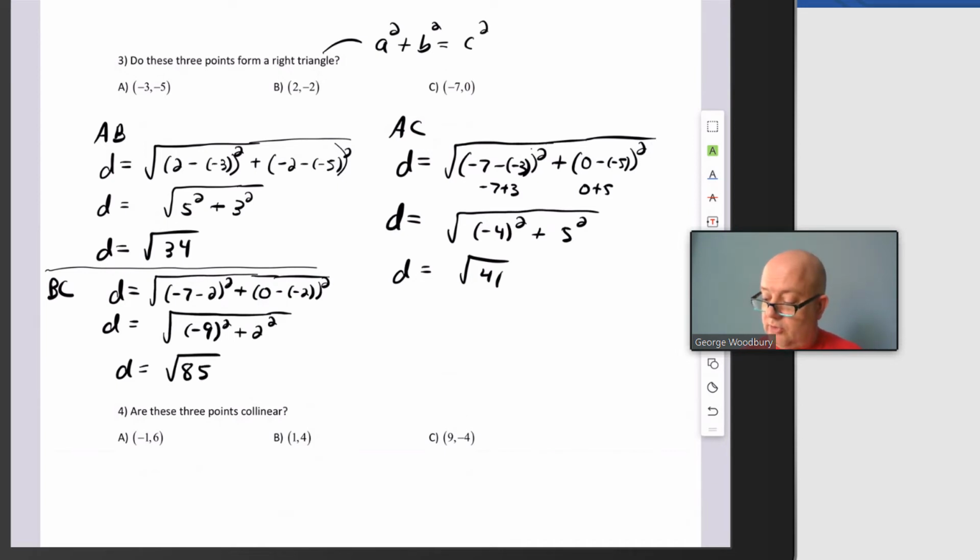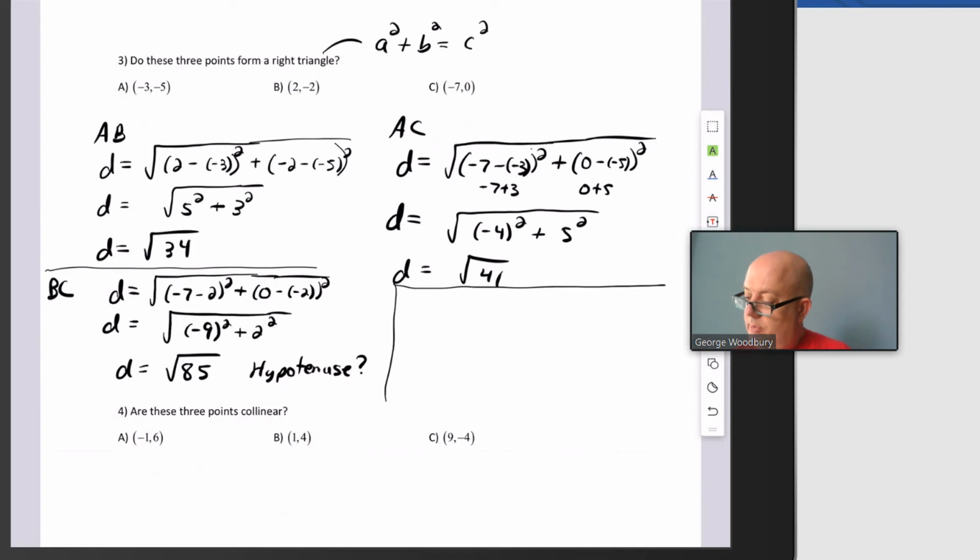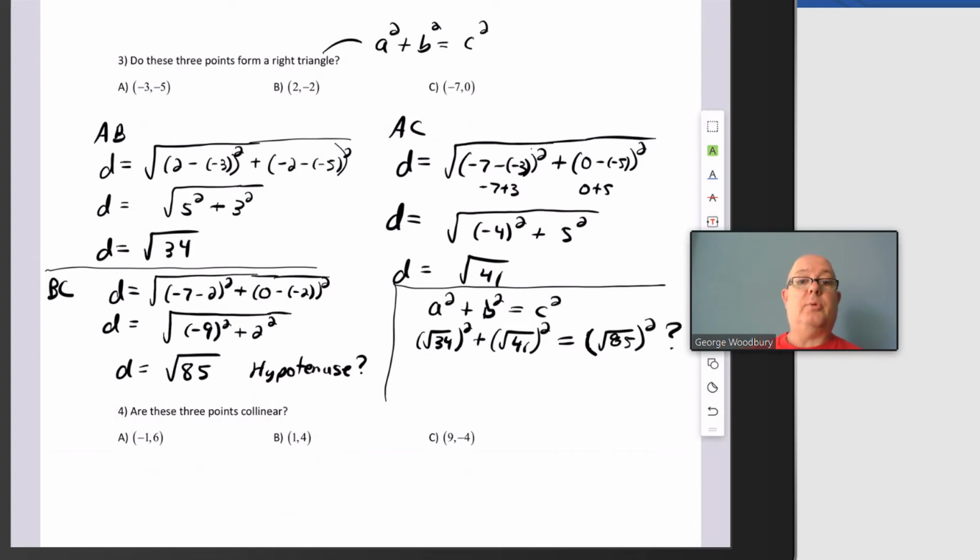This is the longest one, so if this is a right triangle, that would be the hypotenuse. So we want to see if the squares of the two smaller legs total to be the square of this potential hypotenuse. So I'm going to write lowercase a squared plus lowercase b squared equals lowercase c squared. And it's going to be root 34 squared plus root 41 squared. Does that equal root 85 squared? And that's what we're trying to figure out.